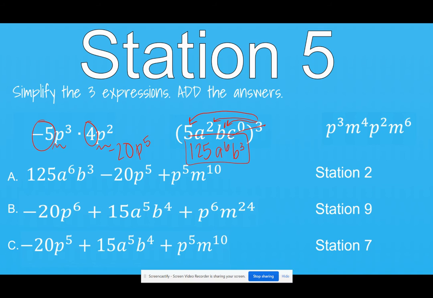Then we have p to the 3rd, p squared. You got to know that these are being multiplied together. So we get p to the 5th. m to the 4th and m to the 6th is m to the 10th. So let's see. The only one that has 125 is this one. We have our -20p to the 5th and our p to the 5th, m to the 10th. So our answer is going to be A.